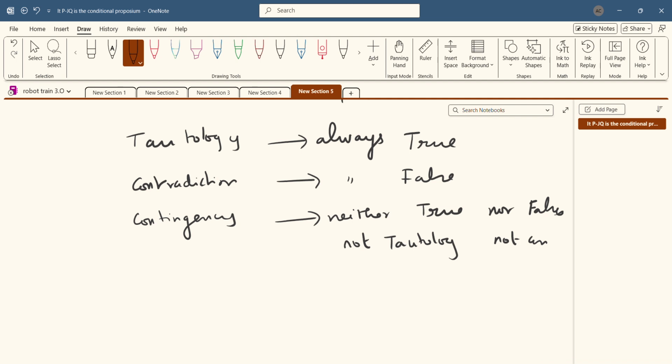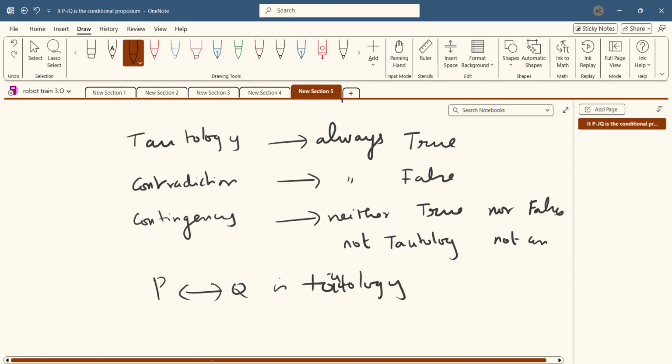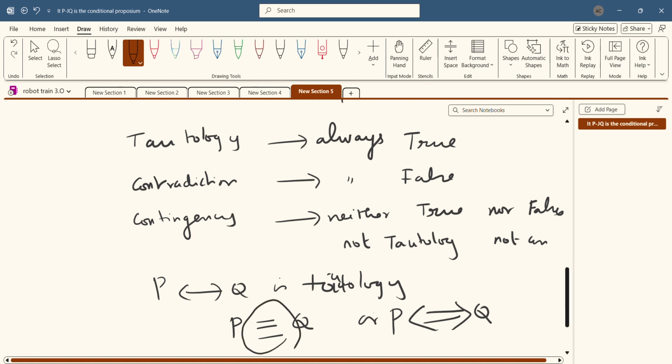Okay. Next one, logical equivalence. Logical equivalence is a type of relationship between two statements in which both have the same truth value. Otherwise, we can say logical equivalence means P biconditional Q is a tautology. Then I can call it logical equivalence. It is denoted by the symbol P logically equivalent to Q, or P is logically equivalent to Q. These are the symbols we can use for logical equivalence.